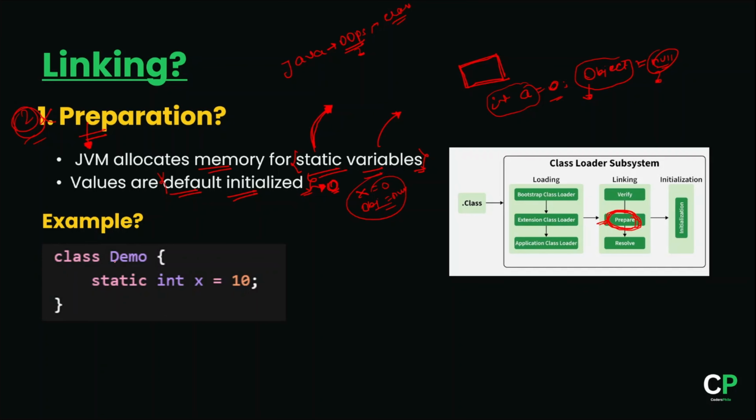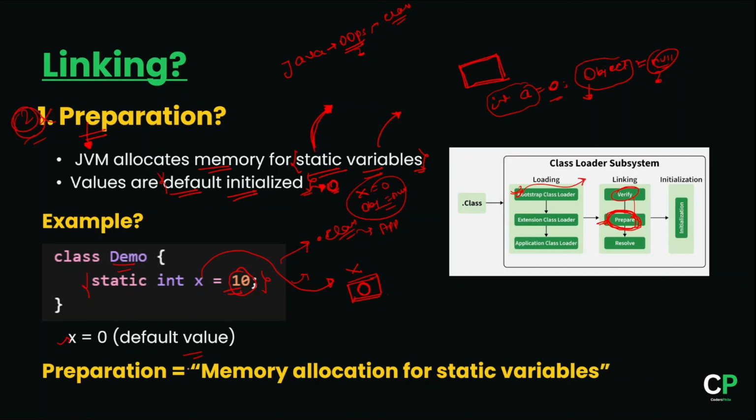For example, consider there is one class, and in it there is a static variable int x equals 10. First this class will be converted into a .class file, and in the first phase this class will be loaded by the application class loader in the loading phase. Then in the linking phase, the verification of this class will be done, and it is correct. Then in the preparation phase, the memory is allocated for the x variable. Currently its value is 10, but in this phase the original value will not be assigned. The default value will be assigned. For the integer, the default value is 0. So x equals 0, the default value is assigned in the preparation phase.